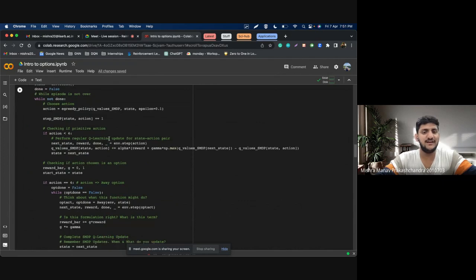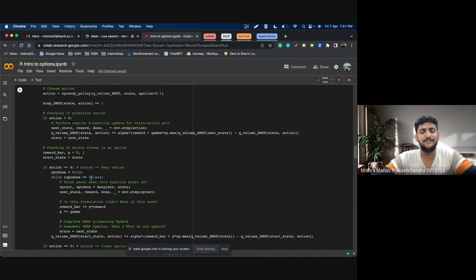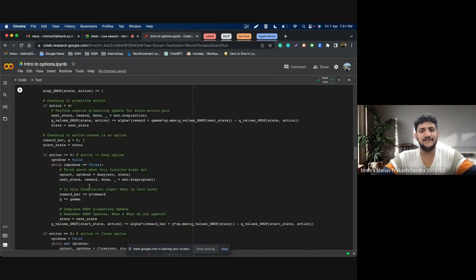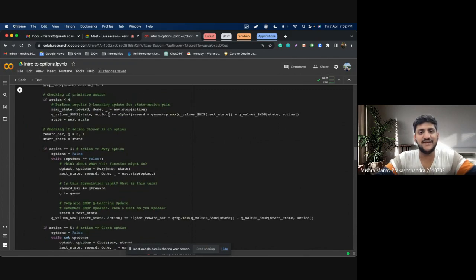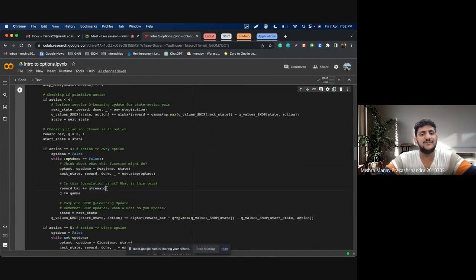times each state action pair was encountered, and whatever actions that you have, if it's a primitive action, you do the normal Q learning update. If it's an option, you do the update for that particular option. Since it's a primitive action, I just do reward plus gamma times argmax of the Q values of SMDP. But if it's the away option, my reward bar is basically gamma times the reward. So I am accumulating the reward till the away action is being executed, and that gets updated in the end.